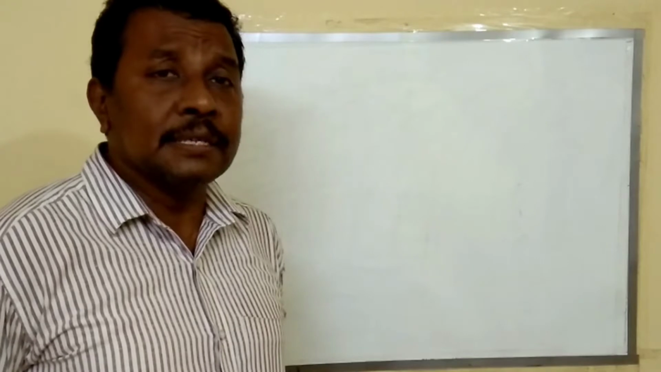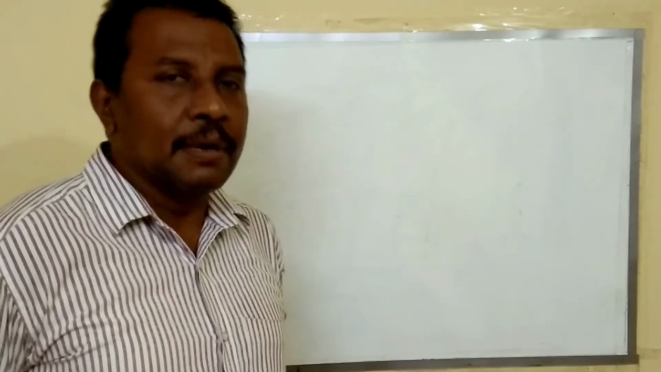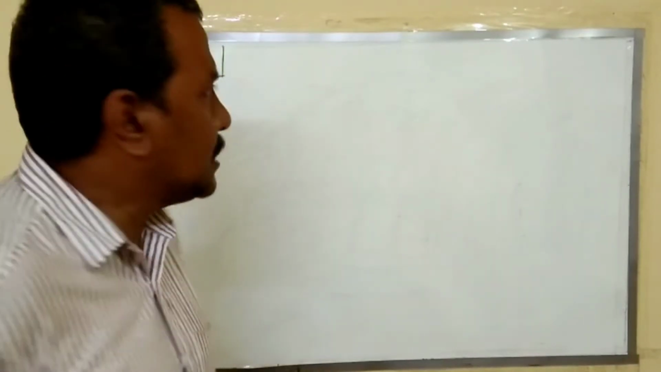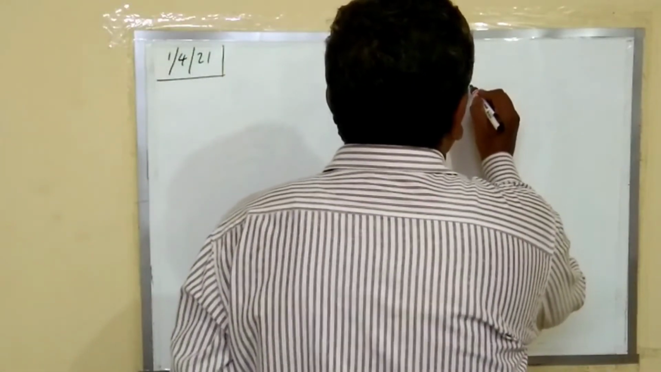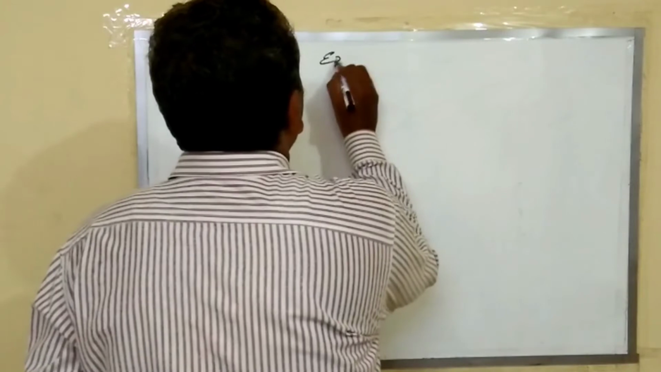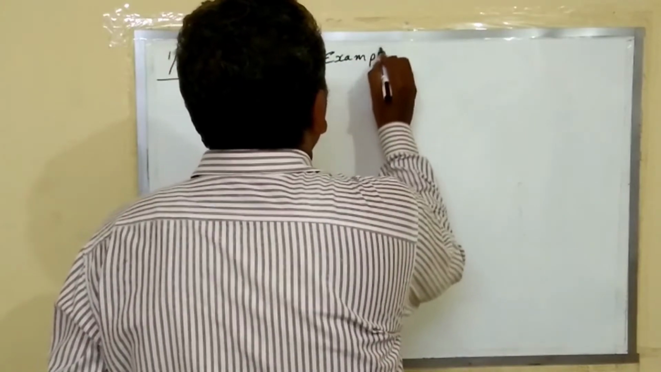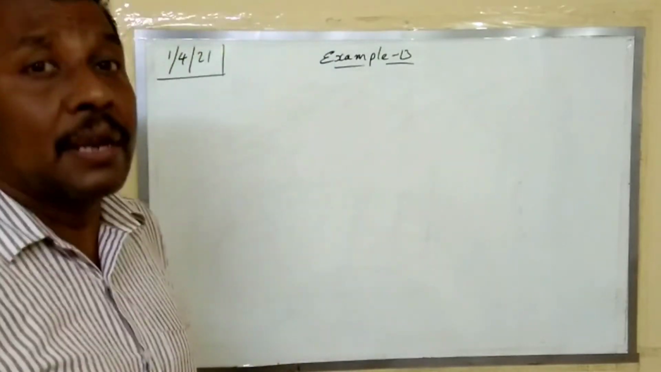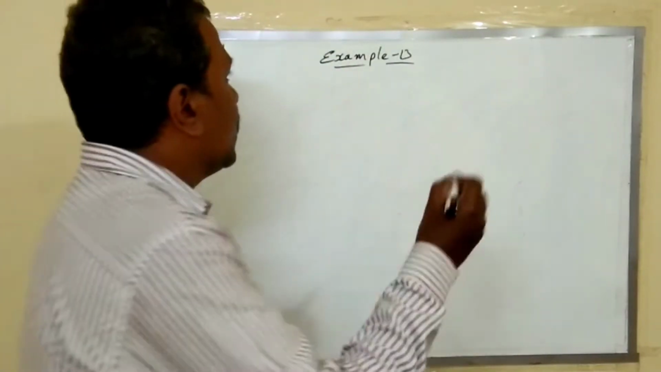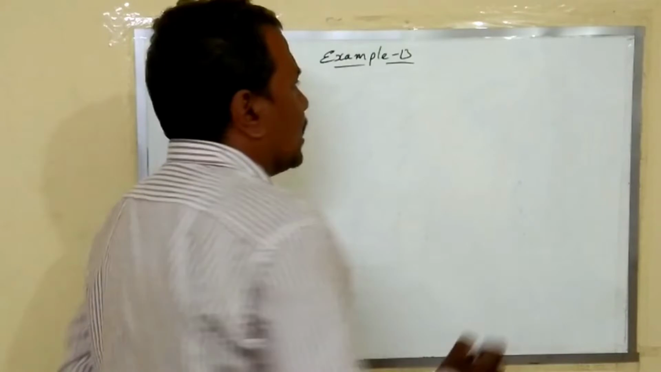Today our topic is example 13 in the similar triangles chapter in 10th class. So what does example 13 say? These are very useful from the examination point of view, so I will explain what example 13 is.